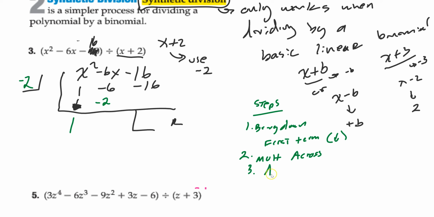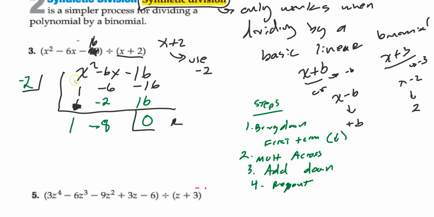And then we're going to add down, and then we're going to repeat. So I'm going to add negative 6 and negative 2. We get negative 8 down. Then we're going to repeat the process. Multiply across, we get 16, we add down, we get 0. So we get this. You're like, okay, what's that? Well, we just divided. Now here's the last key part.